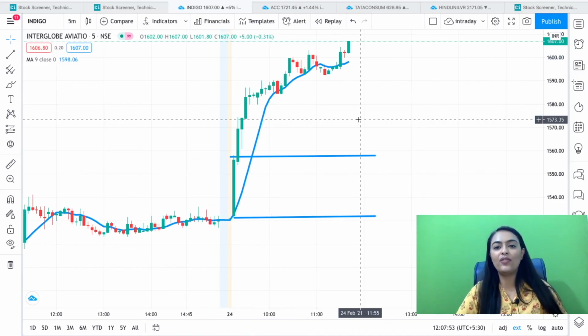I hope you have liked this interesting technique. Make sure you are trading with a strict stop loss. Stop loss is our best friend when it comes to intraday trading especially.